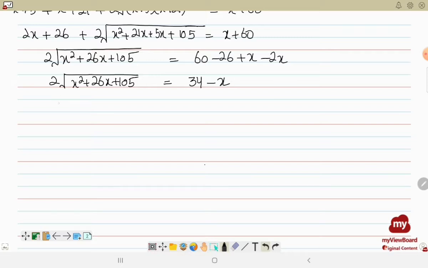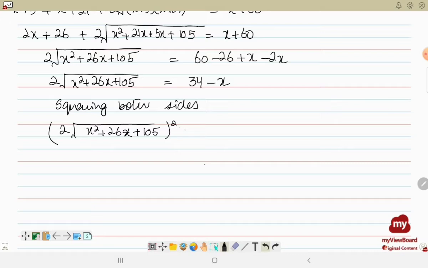We'll take the square again. We'll write squaring both sides. And we'll take square on both sides like this, 105 whole square. And here on the right hand side this. So square is on 2, it will become 4. Square is on the radical sign, it will get cancelled. So we are just left behind with this term.